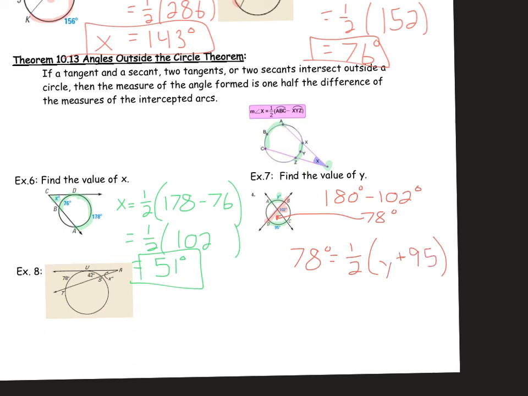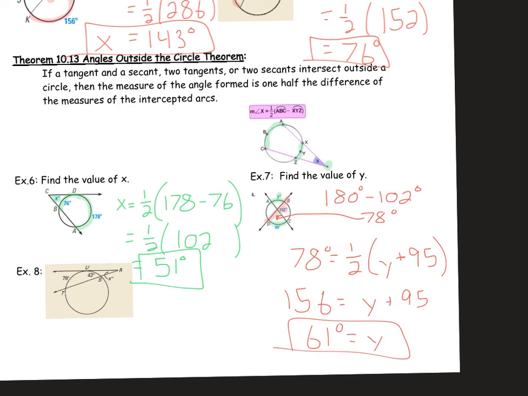Okay, so I'm just using the formula from the top of this page. And now we kind of have to work backwards a little bit. So in order to get rid of this fraction, I'm going to multiply both sides by 2. So if I do 78 times 2, I get 156. And then to get y alone, I'm going to subtract the 95 over. So I should get 61 degrees for the measure of that arc. And again, arcs do need degrees.